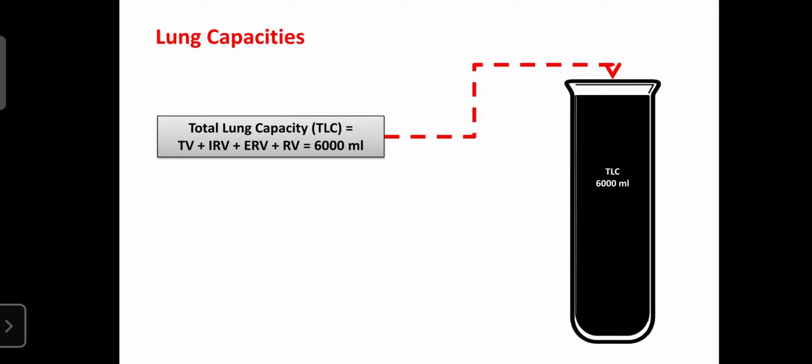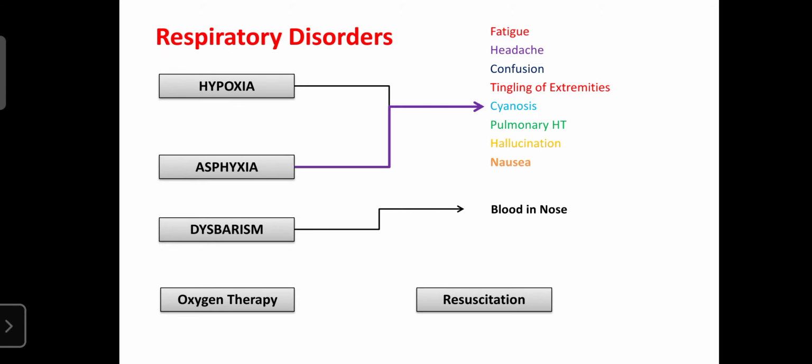So these are the lung volumes and lung capacities, and they are helpful for noting down normal lung functions, and for differentiating normal from pathological conditions of the lungs. So now we can go to the respiratory disorders. In your syllabus they mention only definitions.